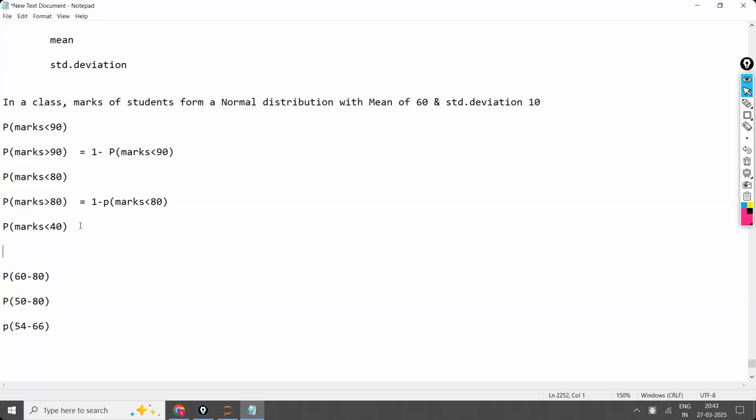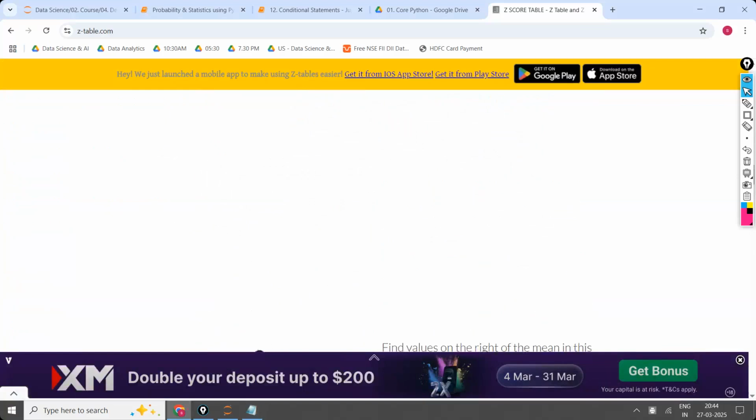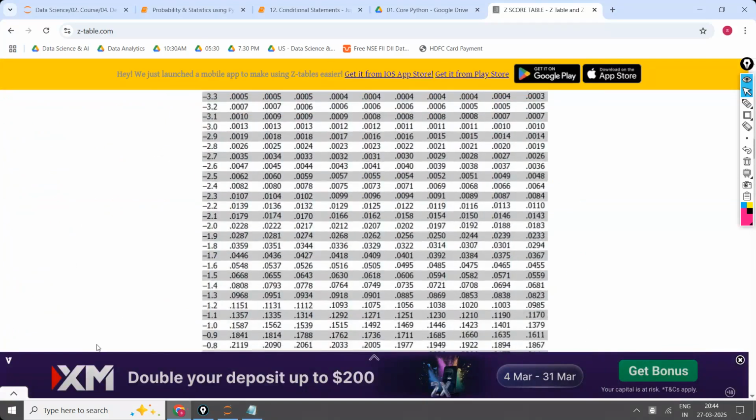What is the probability? So marks less than 40 is nothing but, for the Z score of 40, we calculate 40 minus 60 divided by 10, that is minus 20 by 10, which is minus 2. And in the Z table, wherever minus 2 is there, if I open my Z table, it is 0.0228. This is the answer.